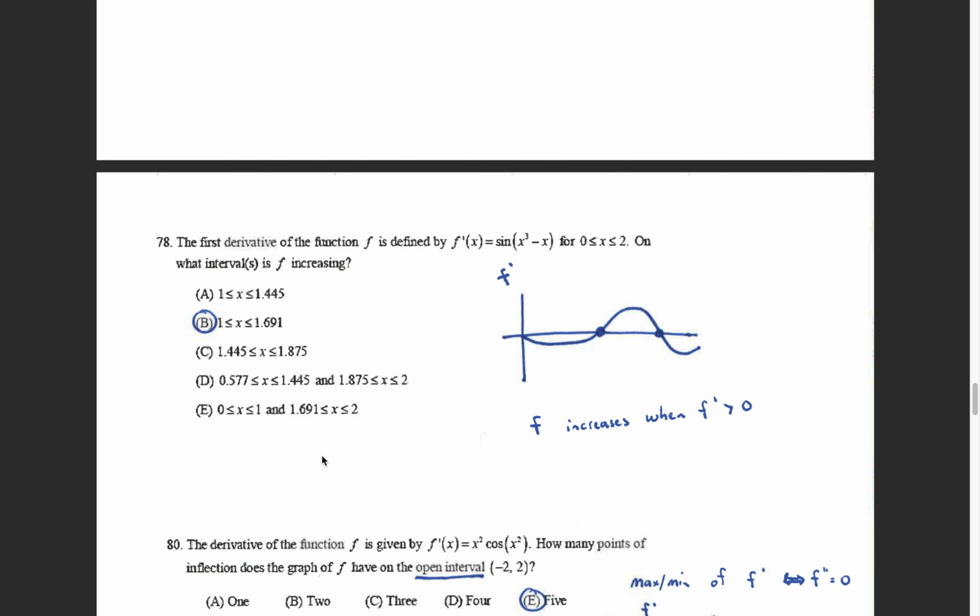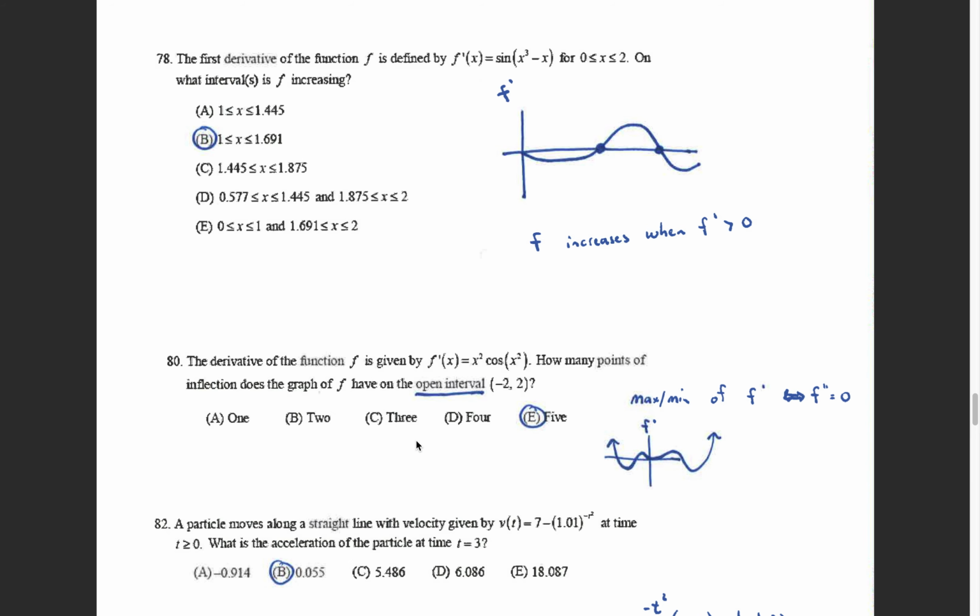78, on which interval is f increasing? F increases when I have a positive derivative. So if I graphed f prime, I'm figuring out where f prime is positive. On this interval, f prime is positive. That's when f increases. How many points of inflection does it have?